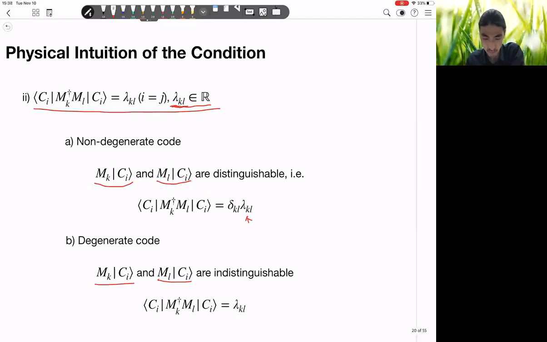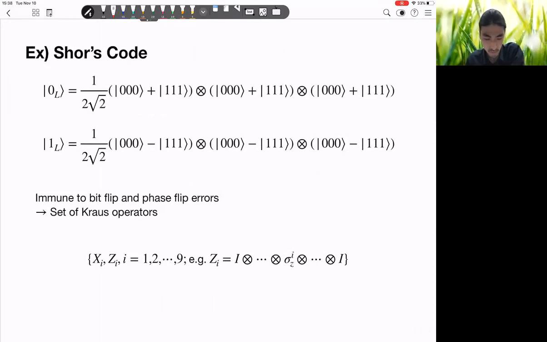Okay. So the example of the code is Shor's code. It's a 9-qubit code, which is correctable to bit flip and phase flip errors. The set of Kraus operators we consider is Xi and Zi, where Zi has sigma z on the ith qubit. And this is a degenerate code.